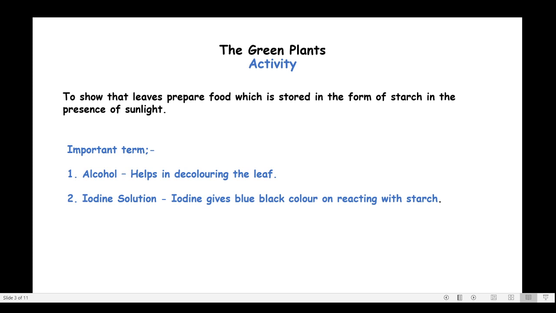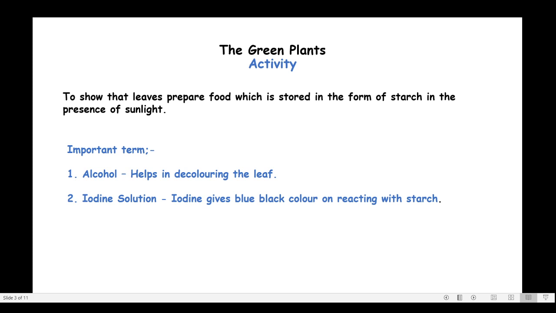So it decolors the leaf, because if the leaves are green and you put iodine solution over them, we will not get results, because chlorophyll will not allow the starch present in the leaf to react with iodine. So first we have to remove the color of the leaf to test the presence of starch. Then iodine solution: it gives a blue-black color on reacting with starch.